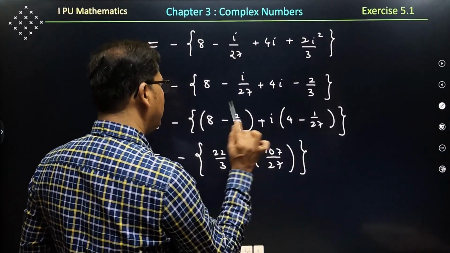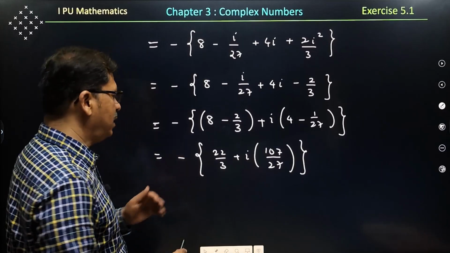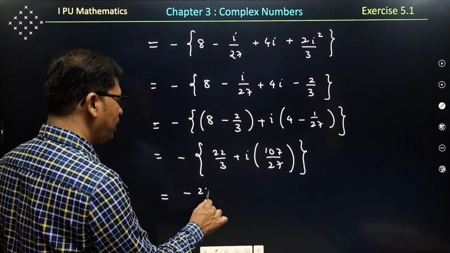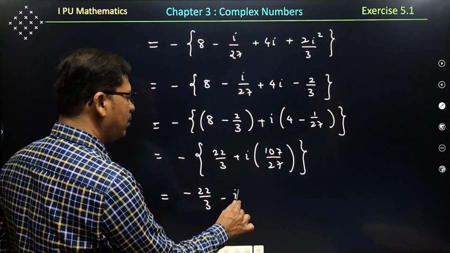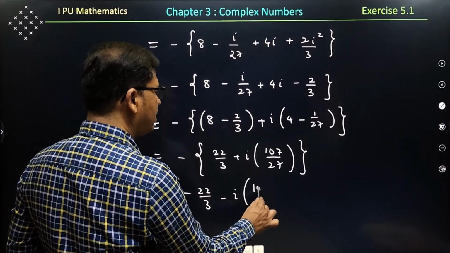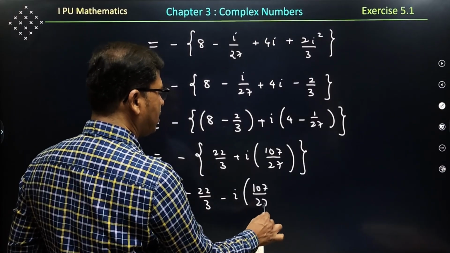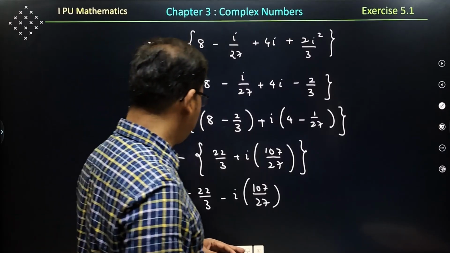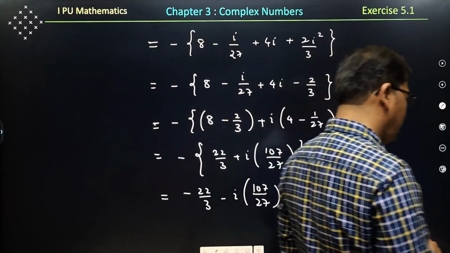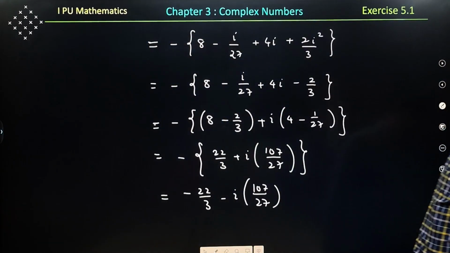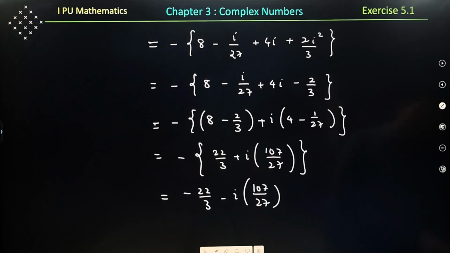Okay. Apply the minus sign. This is minus 22 divided by 3 and minus of i into bracket 107 divided by 27. So we have expressed it in the form x plus iy. Let us check whether it is correct or not. Minus of 22 by 3 plus i into bracket 107 divided by 27. It is correct. Okay.